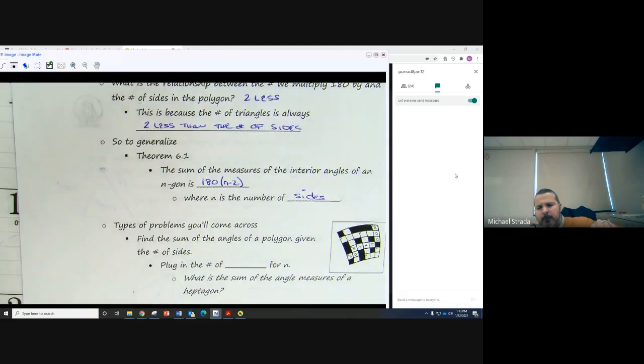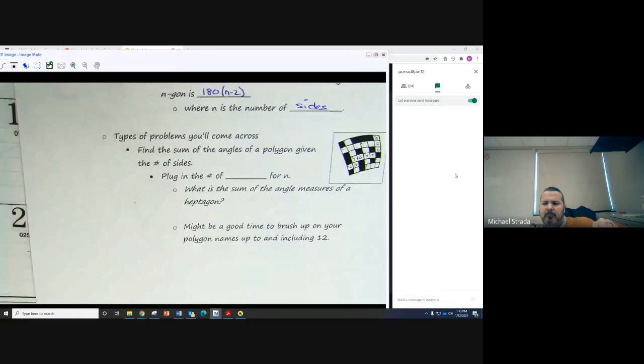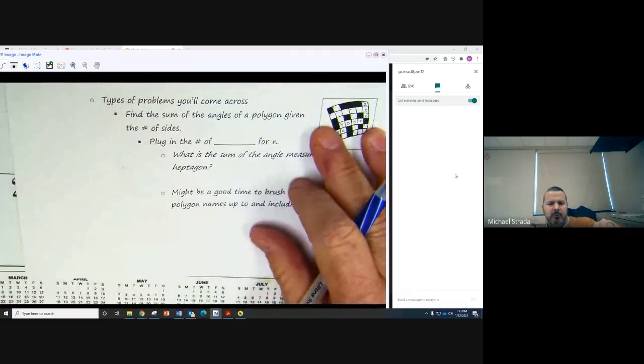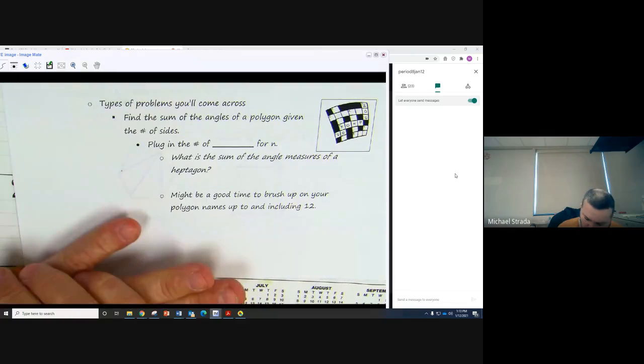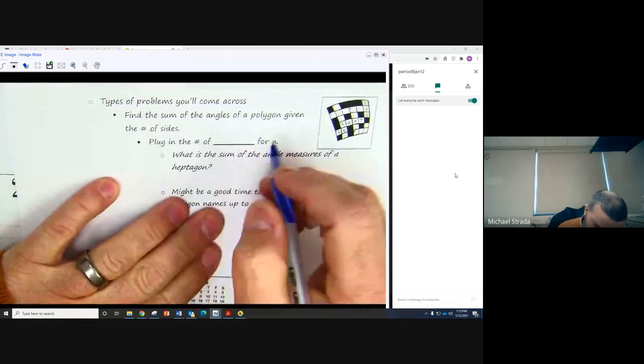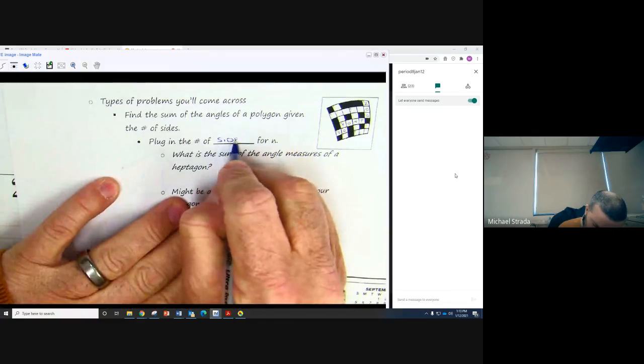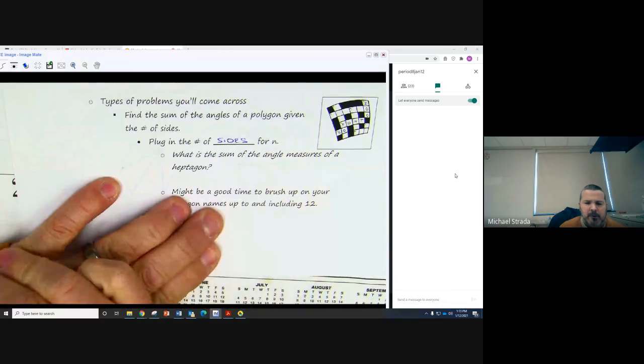All right. So you'll come across several problems, and that's what we're going to spend going through today. Find the sum of the angles of a polygon given the number of sides. All you need to do is plug in the number of sides for n.